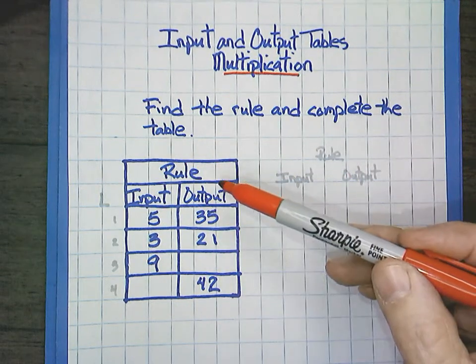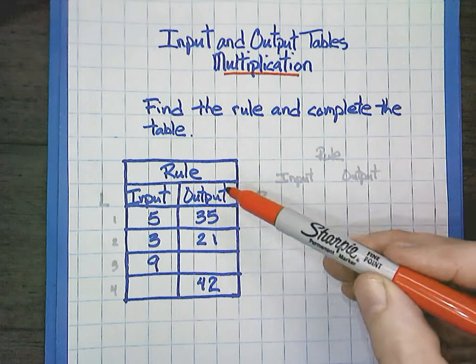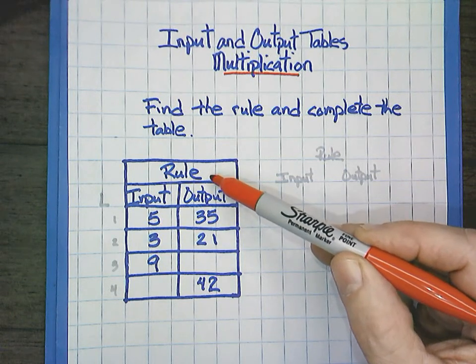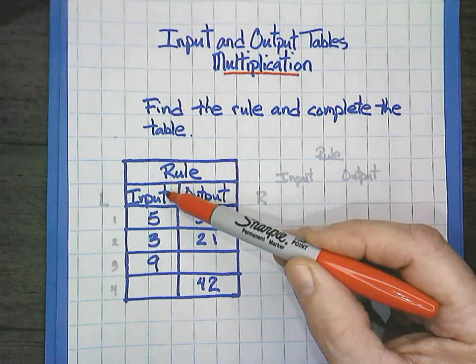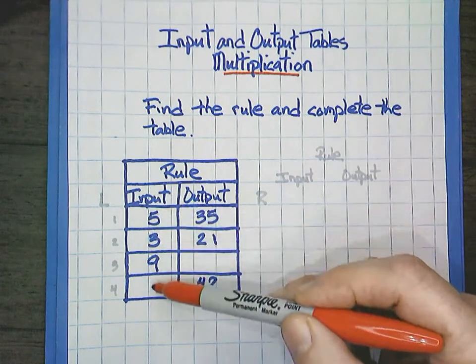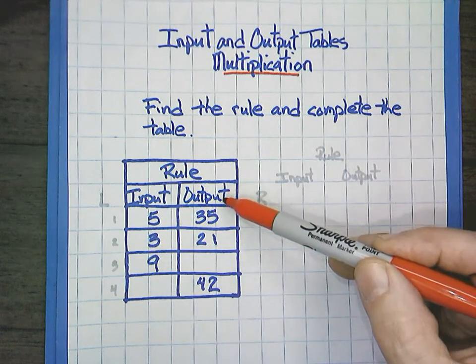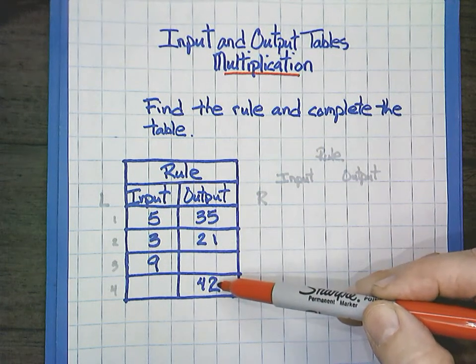If we take a quick look at our input-output table, you'll notice the top has the rule, but we don't know the rule for this particular one. And then we have two columns. We have a column on the left, which is our input column, and then an output column on the right side that is right here.